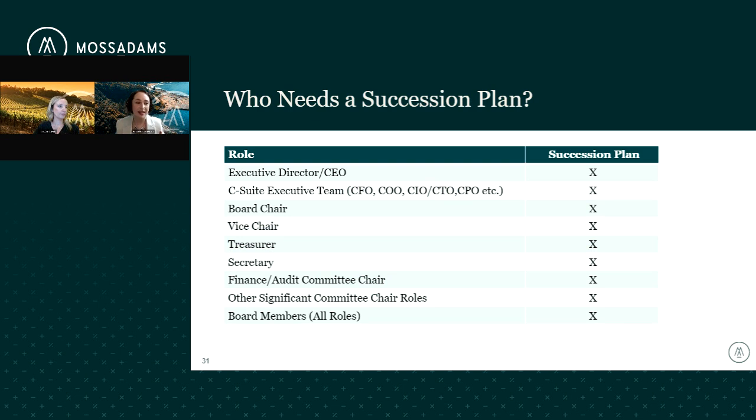Who needs a succession plan? Like I said, we have your executive director, your C-suite. I think a lot of folks are familiar with the concept of wanting a succession plan for those roles. But you will see here, we also have all of the other board officer roles here, as well as your committee chairs and truly all of your board members. We would, though, recommend if you don't have anything in place, start with your board chair, expand to your officer roles, and then think about your committee chairs. But you can definitely sequence this, phase this. You don't need to do it all at one time.